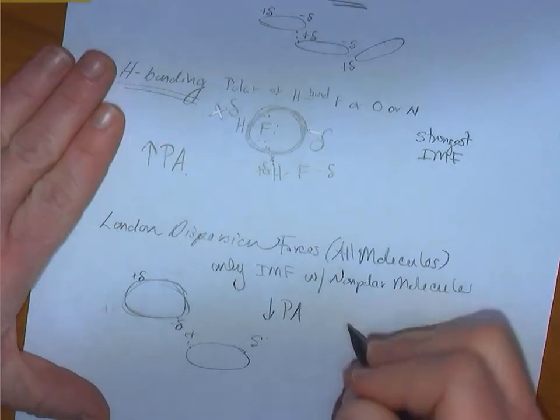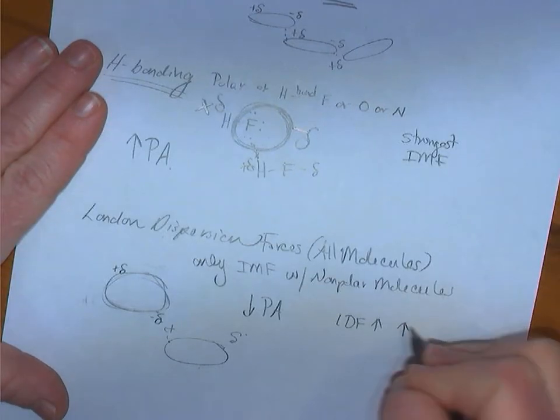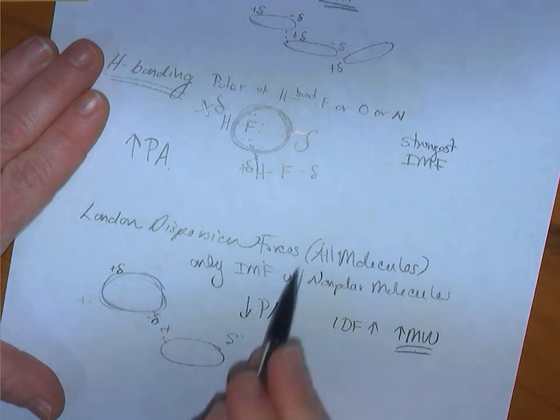Now, London dispersion forces can increase with increased molecular weight, because the bigger the molecule, the bigger that cluster of electrons, then it's getting to be a stronger magnet. So London dispersion forces can vary in their strength, but usually they're the weakest.